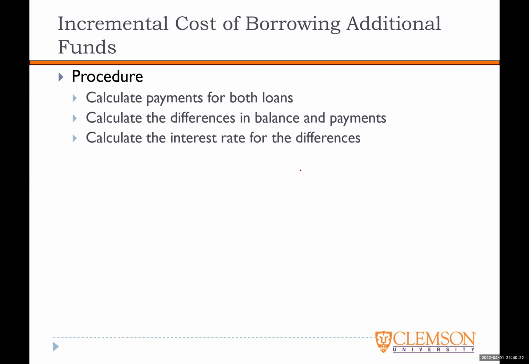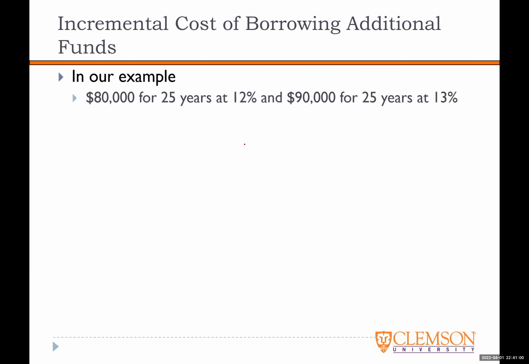So what's the procedure? First, you calculate the payments for both loans. We're talking about the $80,000 loan at a lower interest rate and the $90,000 loan at a higher interest rate. And then you will calculate the difference in balance and payments. Next, you would have a difference in monthly payments. You have a difference in the initial loan balance. You calculate the IRR to get the interest rate of the differences. Let's look into the details.